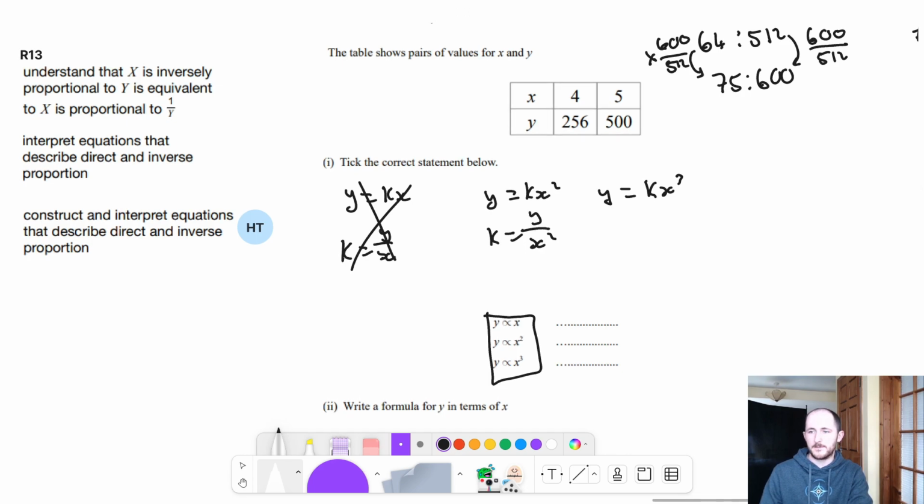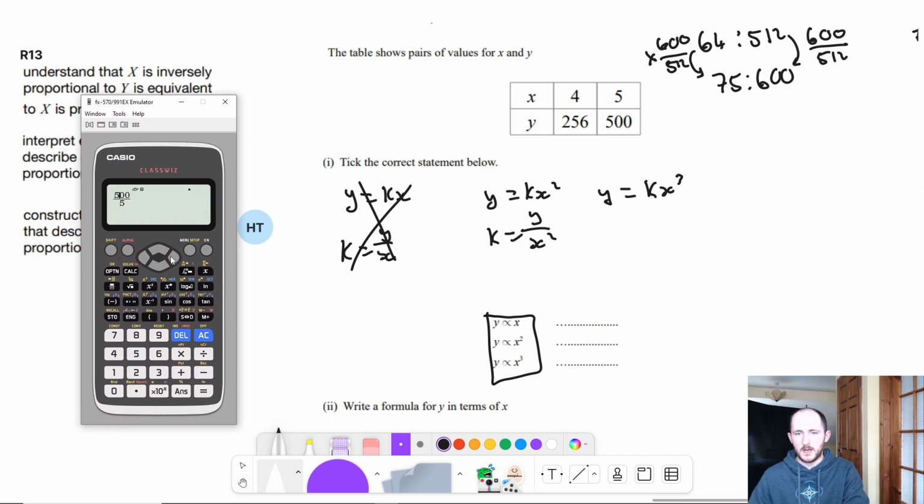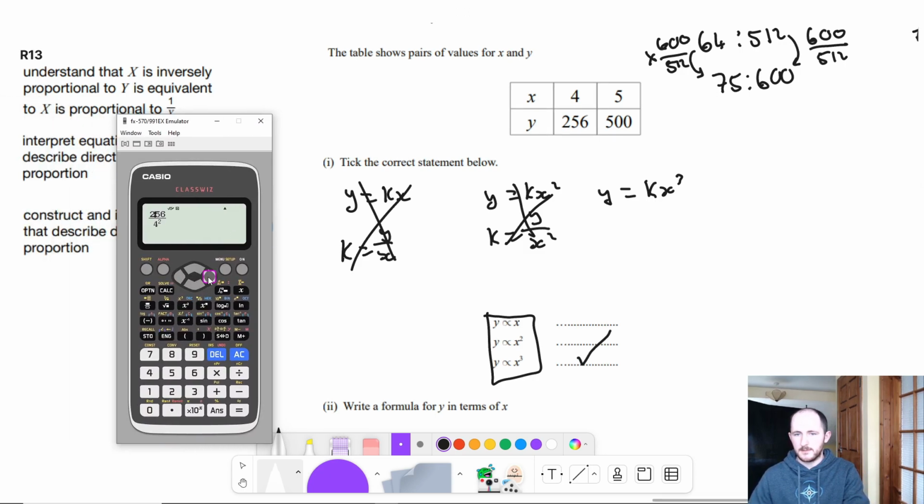Let's check it. Again, we're going to do the same thing. For the bottom one, squared, it's 20. And then do the same thing, but for the other value, it's 16. So we know it's not this one, which means it must be cubed. Now, of course, let's prove it. That gives me 4.